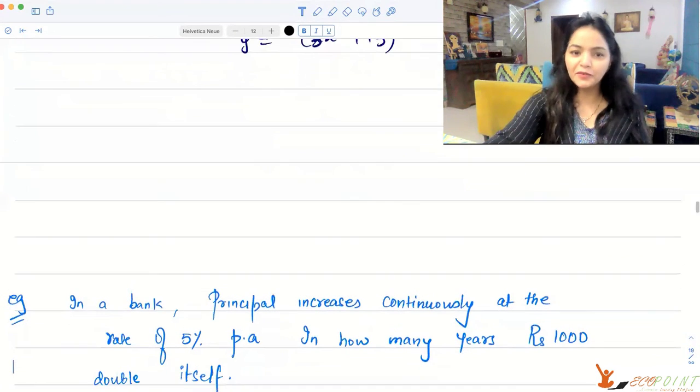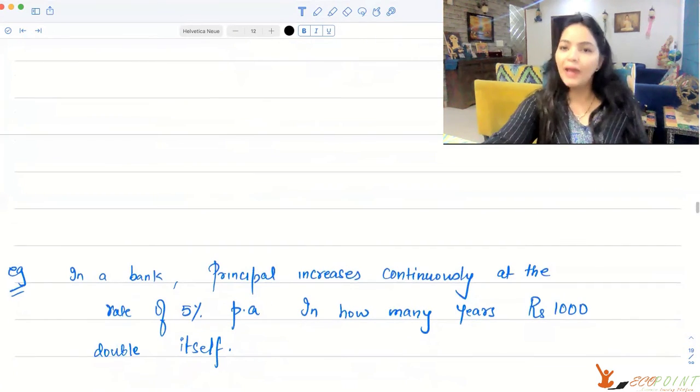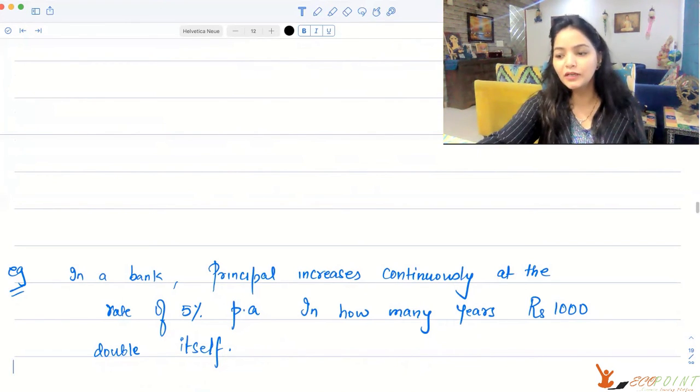A different kind of question in here. In a bank, principal increases continuously at the rate of 5% per annum. In how many years will rupees 1,000 double itself? That is, in how many years will you be able to make 1,000 into 2,000, with a continuous rate of increase in principal of 5% per annum?